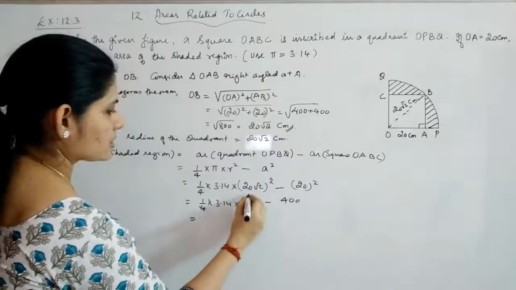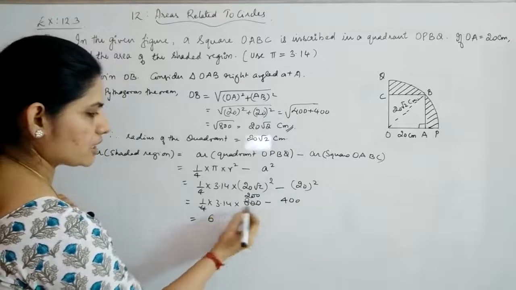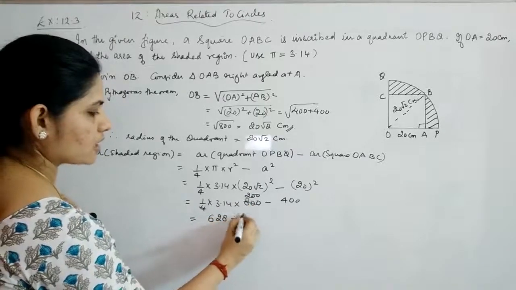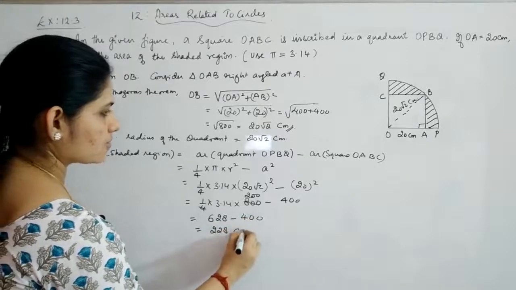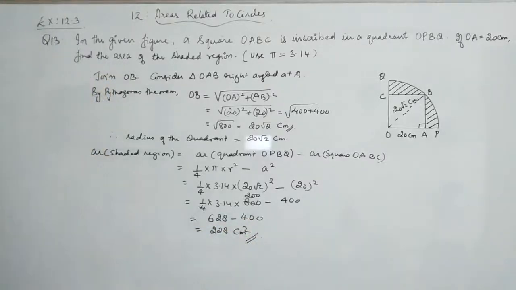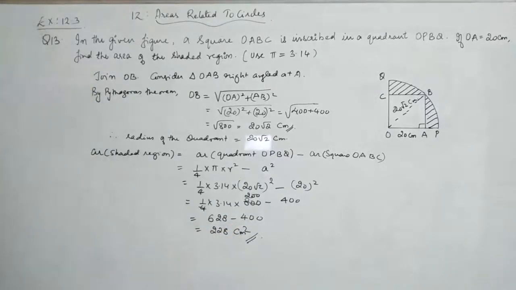Now this you can cancel. This is 200. 2 into 3.14 is 6.28, into 100 will give you 628, minus 400, which is equal to 228 centimeter squares. So area of the shaded region is 228 centimeter squares.